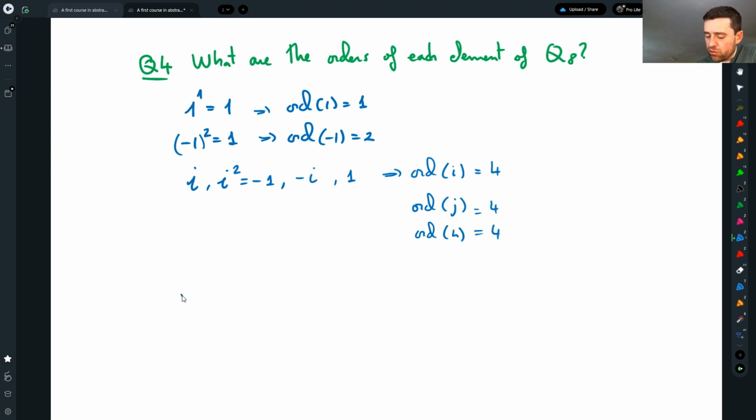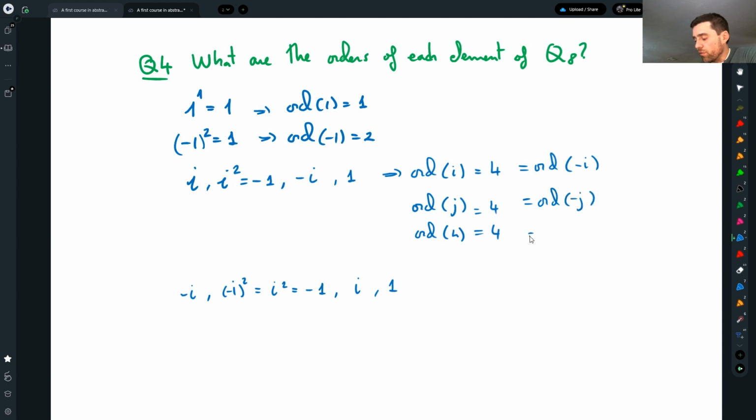What happens with minus i, for example? Minus i squared will be i squared, which is minus 1. Then times minus i get i, and i times minus i get 1. So the order of minus i is also 4, the order of minus j is also 4, and the order of minus k is also 4.